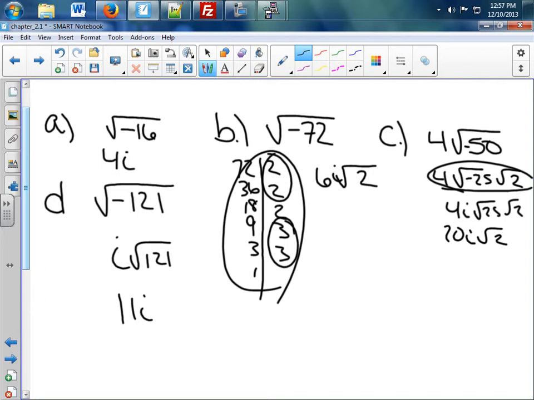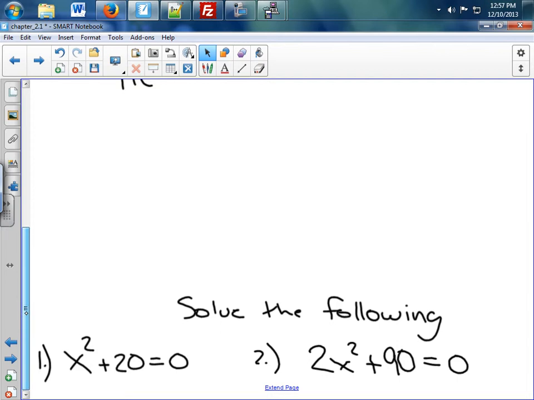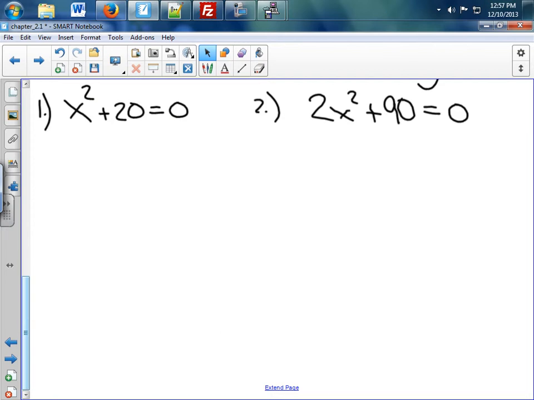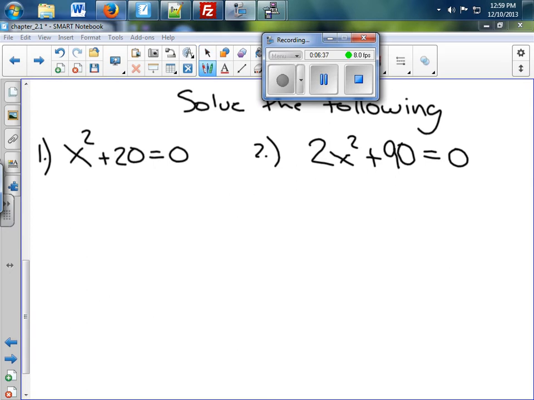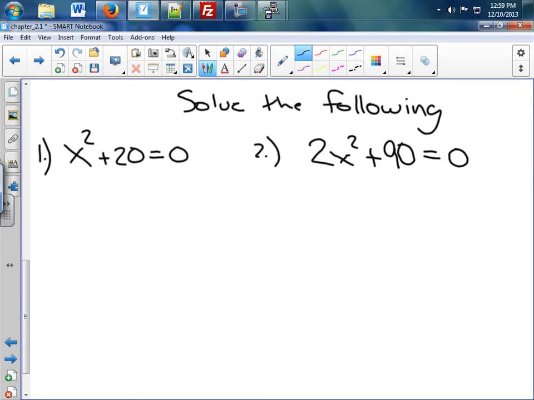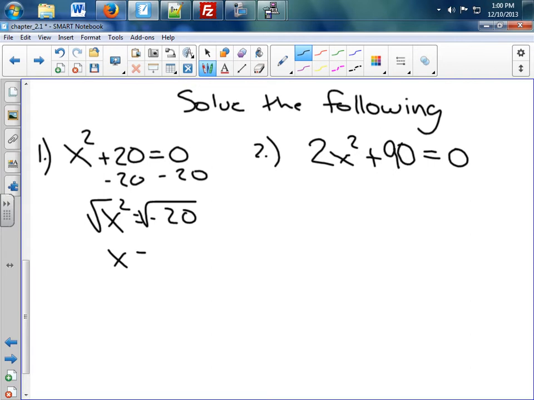Now the next group is something different. What does it say here? Solve. So now you do your plus or minuses. I'm going to subtract 20 here. x squared equals negative 20. I'm going to square root both sides. x is equal to plus or minus the square root of negative 20.